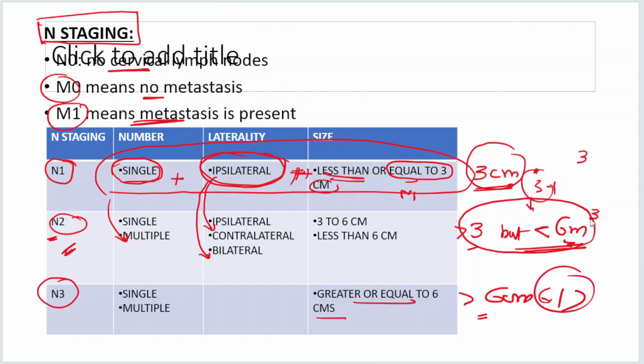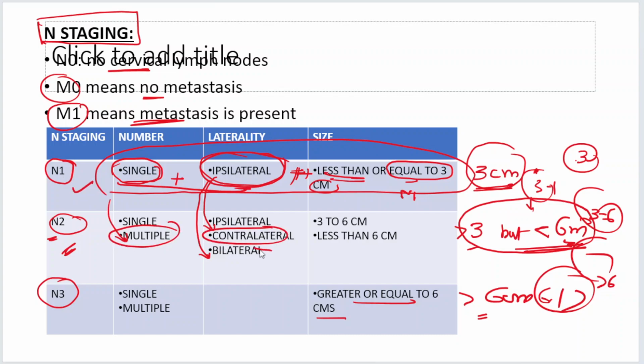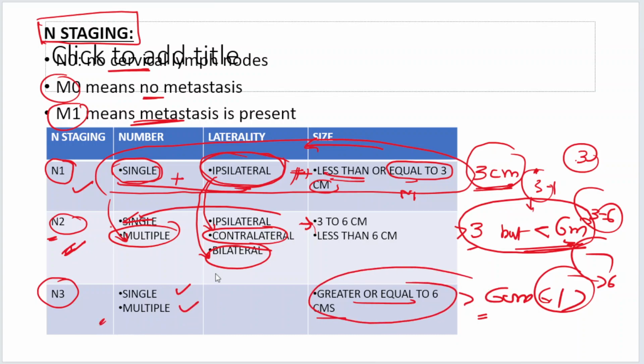3 centimeter, 3 to 6 centimeter, greater than 6 centimeter, greater than 3 to less than 6. In addition to these numbers, if it is single and ipsilateral, it is N1. If multiple, contralateral, or bilateral, then N2. Anything above 3 centimeter directly goes into N2. Anything less than 3 centimeter goes into N1, whether single or multiple. Once it is greater than 6 centimeter, it is N3. So you may have a single lymph node, but if it is greater than 6 centimeter, then it comes into N3.